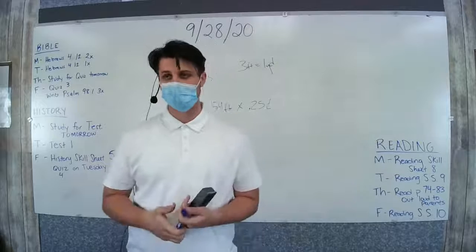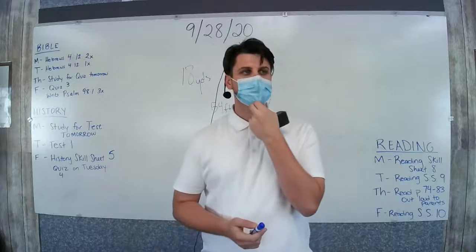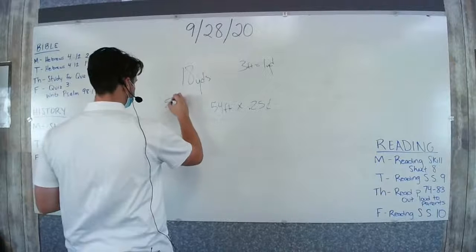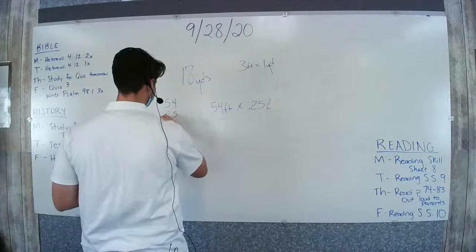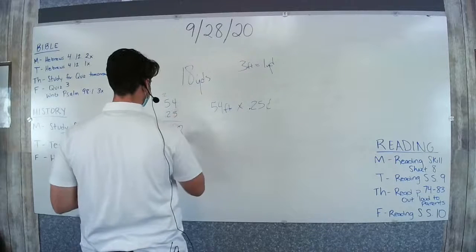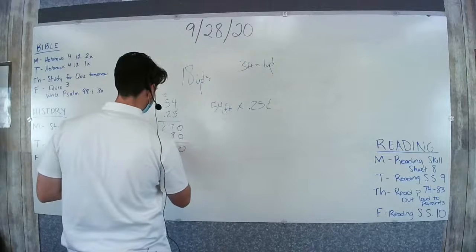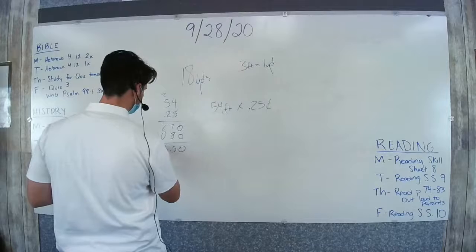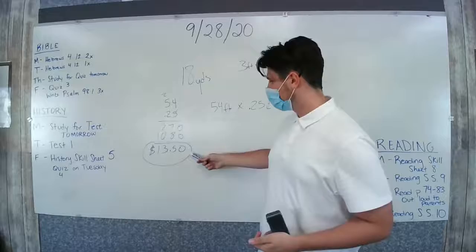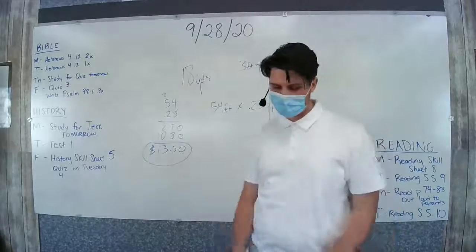Yes, but you forgot to do the decimal. 0.25, okay? So 54 times 0.25, right? You got 2 decimals right here. Okay? So the cost of 18 yards is $13.50, okay?